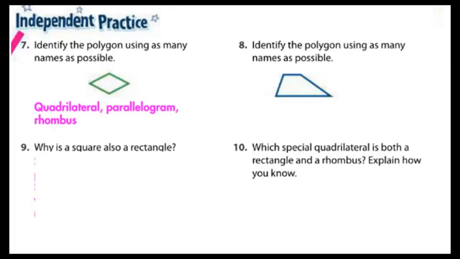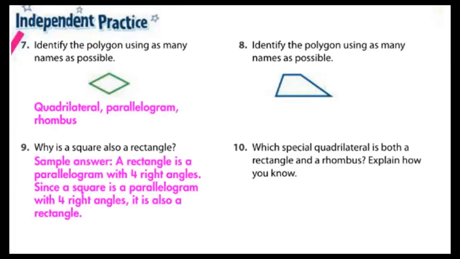Okay, number 8. Identify the polygon using as many names as possible. The same. Sorry, number 9 first. I'm sorry. Number 9. Why is a square also a rectangle? A rectangle is a parallelogram, and a square also is a parallelogram with 4 right angles. Since a square is a parallelogram with 4 right angles, it's also a rectangle.